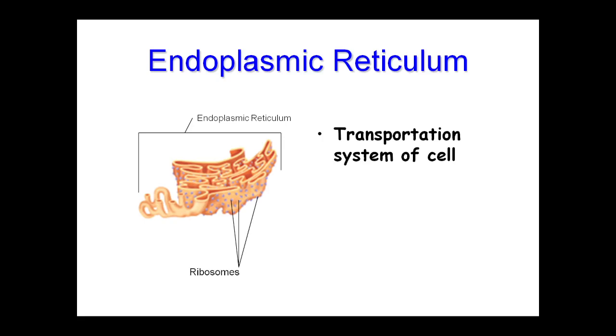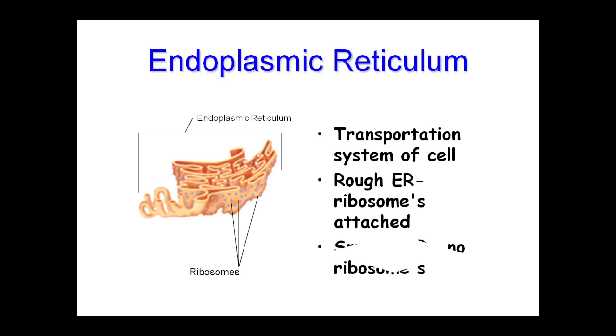Endoplasmic reticulum provides a pathway to move inside the cell. It's also known as the transportation system of the cell. Endoplasmic reticulum consists of two types. When ribosomes get attached on the surface of the endoplasmic reticulum, it makes its surface rough, and it's considered the rough endoplasmic reticulum. While if the ribosomes do not get attached to the endoplasmic reticulum structure and the surface is smooth, then it's considered the smooth endoplasmic reticulum. It's also known as the roadway of the cell.